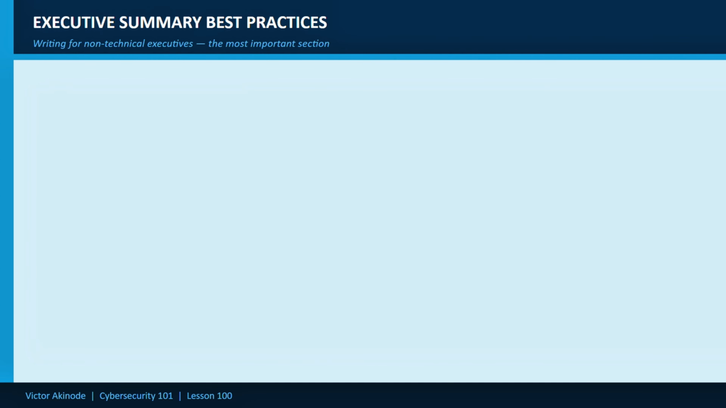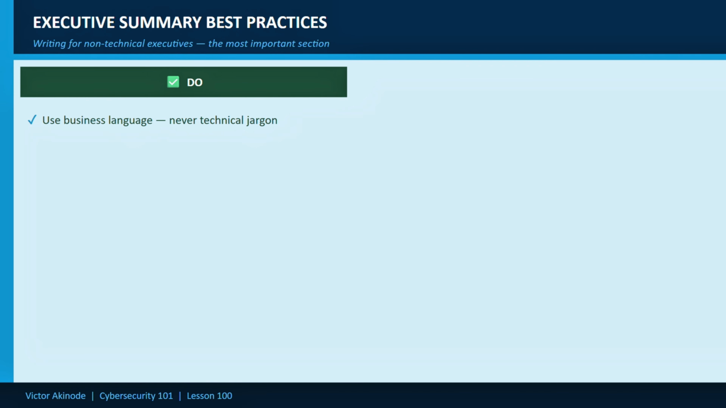Writing for non-technical executives requires a different approach, and here is what you should do. The first one, use business language, not technical jargon. Secondly, focus on risk and impact, not technical details or mechanics. Thirdly, quantify. Let them know the number of things you found. For example, you can have 5 critical vulnerabilities expose 2 million customer records. You can see the quantity there, the 5 critical vulnerabilities and the 2 million customer records. Quantifying makes executives understand better and easily when reading your report.